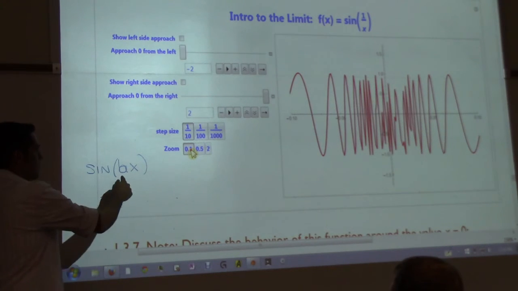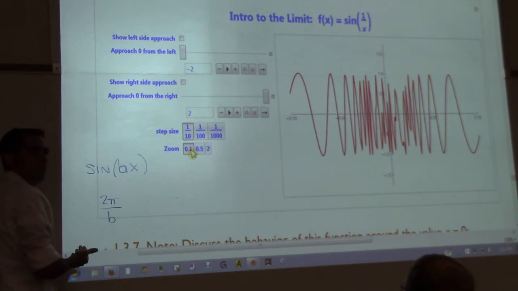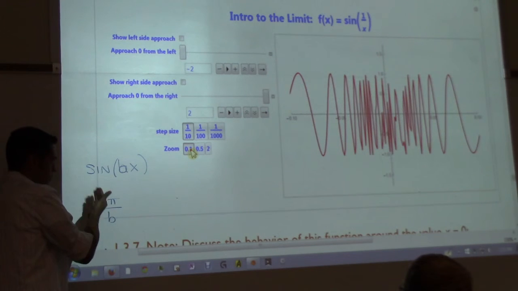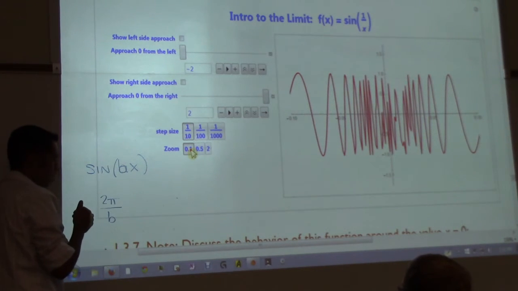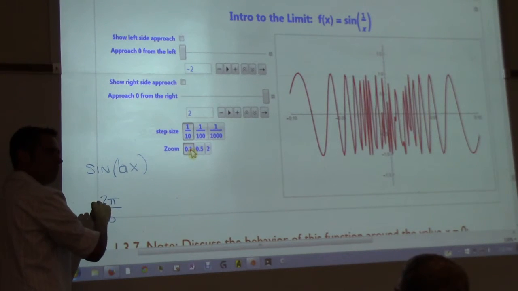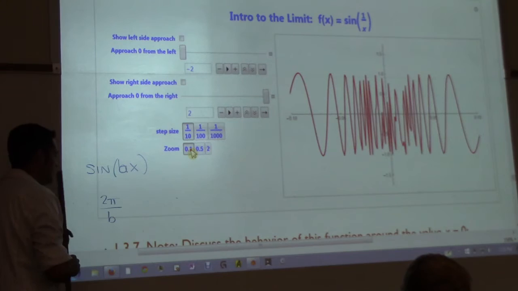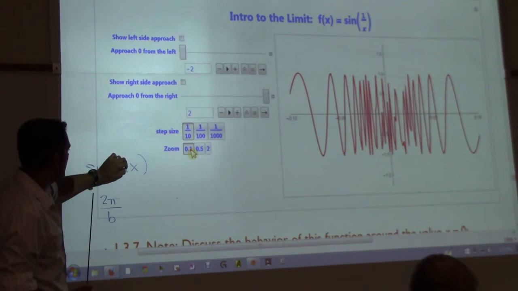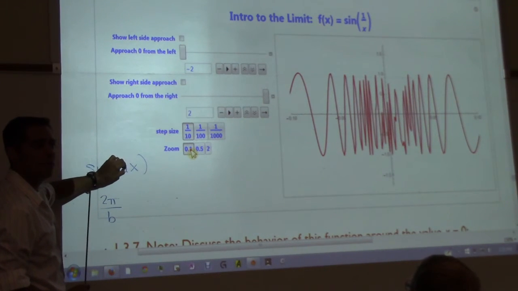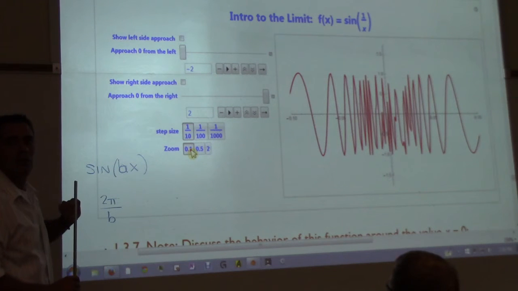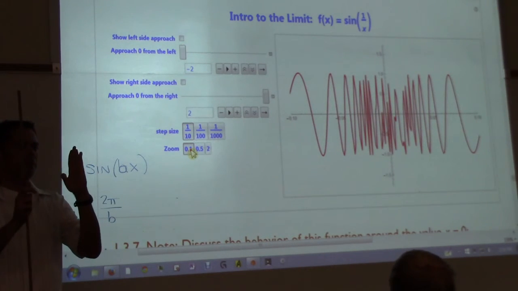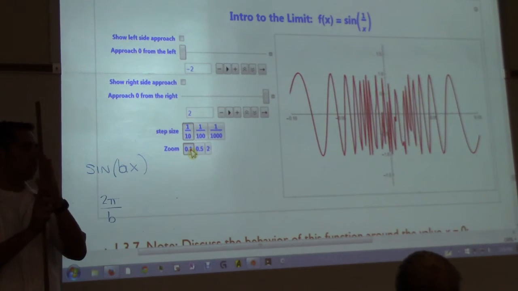So if the number in front of this is 1, then the period is what? 2 pi. But if the number in front of this is 2, it's what? Pi. And 3, and it's getting smaller and smaller, right? So what happens is, as the number in front of x in here gets bigger, the period becomes smaller or shorter.